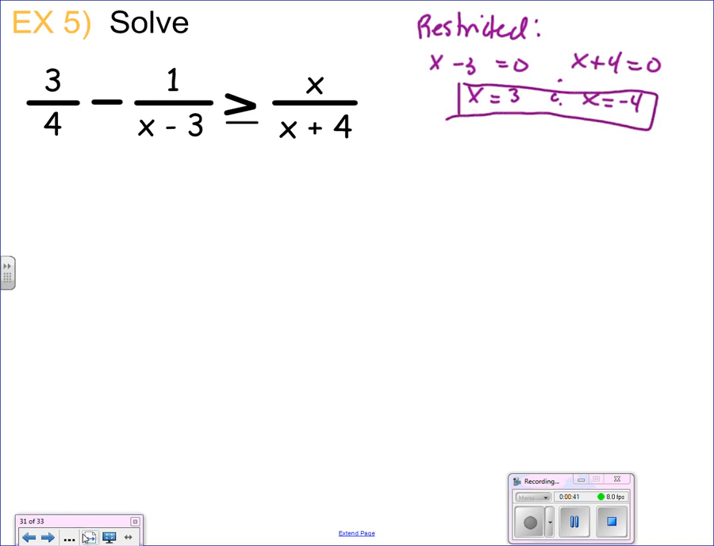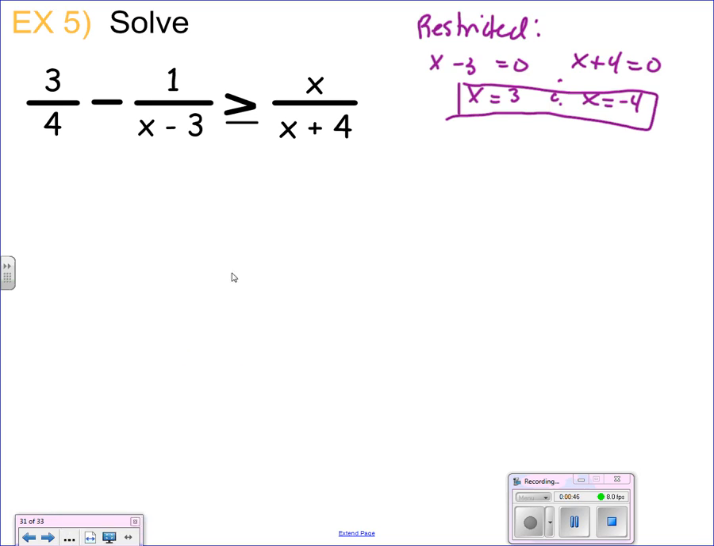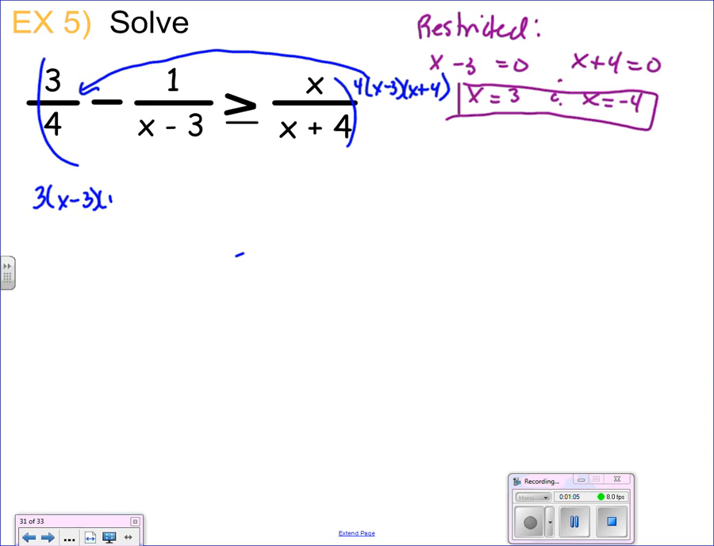We then need to find the LCD and multiply it by all terms. So the LCD is 4 times x minus 3 times x plus 4. So when I multiply it with the first term, the 4 will cancel, leaving 3 times x minus 3 and x plus 4. Bring down the minus sign. Multiply with the next term, the x minus 3 will cancel, leaving the 4 and x plus 4.